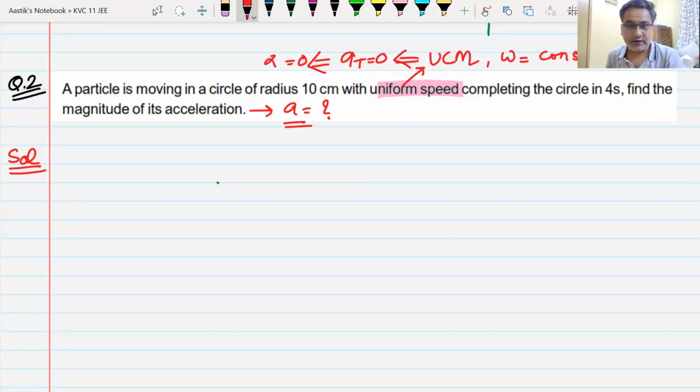This is a uniform circular motion. It completes the uniform circular motion in 4 seconds. What is this 4 seconds actually equal to? This is equal to its time.